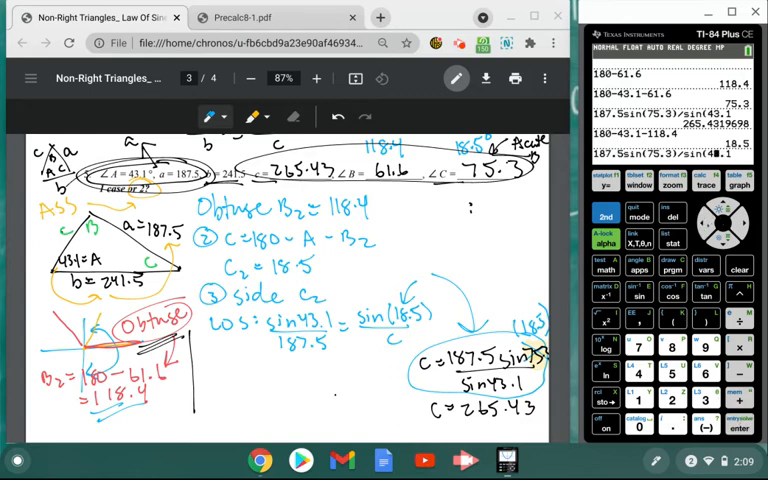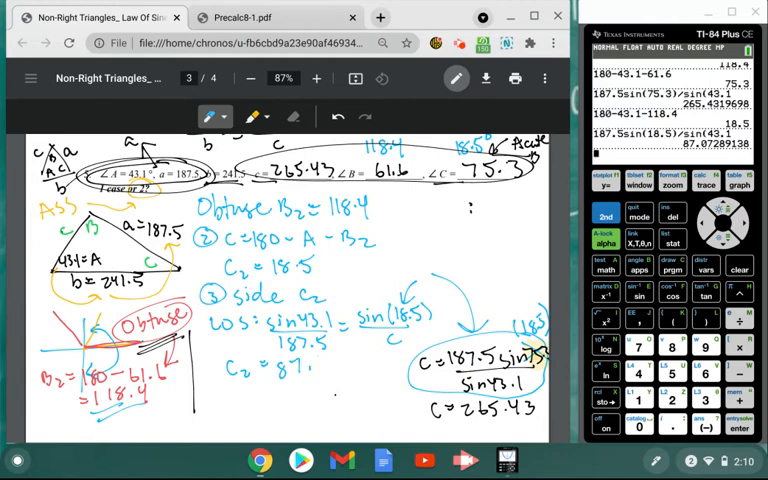I want this one, the other C length that I found, but I don't want angle 75.3. Instead, I want the other angle of 18.5. So I'm going to replace that with 18.5 and then hit enter. How super nice is that? So that finds me my other length, C2, 87.1, rounding to one decimal place. So what I've got in blue are the values for the obtuse case.